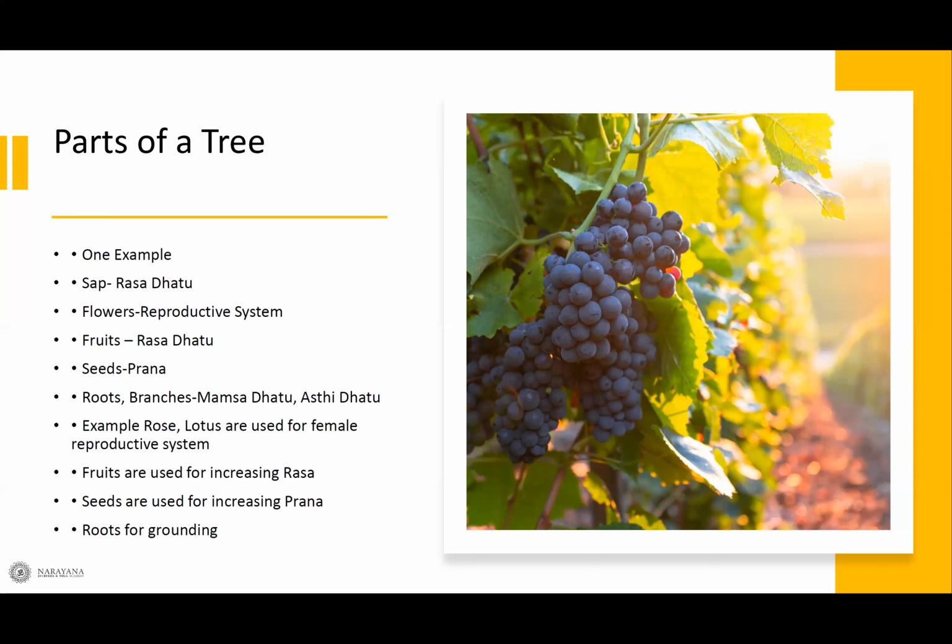But maple is also cooling, so it is kind of good for pitta as well. Plus, it helps rasa dhatu. Meaning for a kapha person, maybe not so much, because it's increasing rasa, meaning it's going to increase kapha. Doesn't mean that kapha cannot have it, just have it in small amounts.